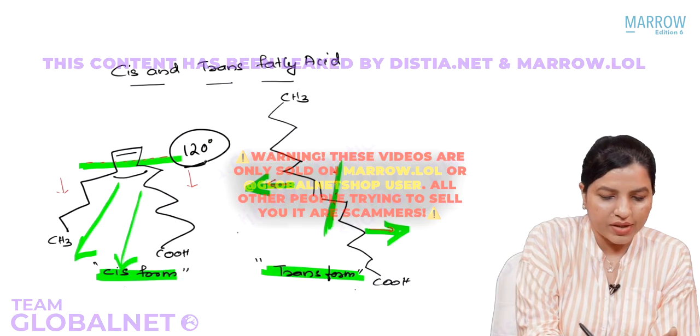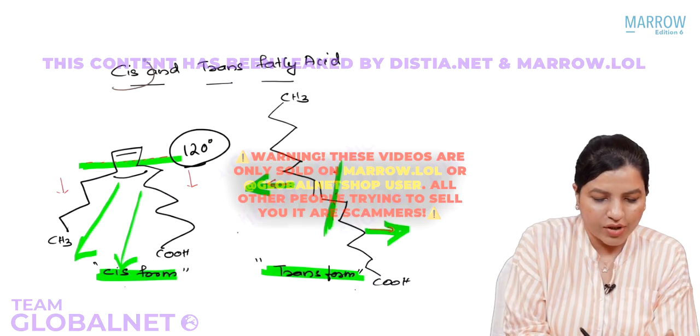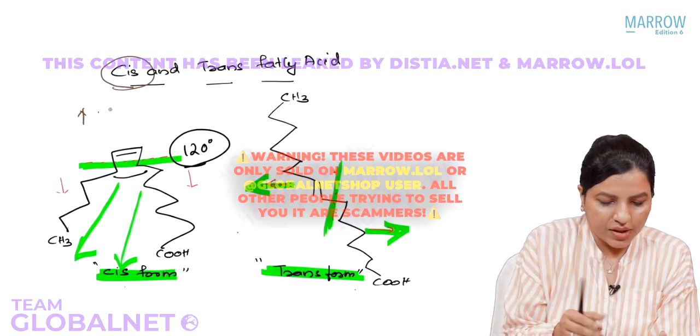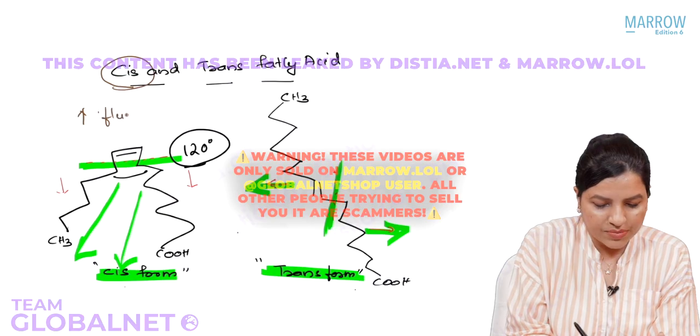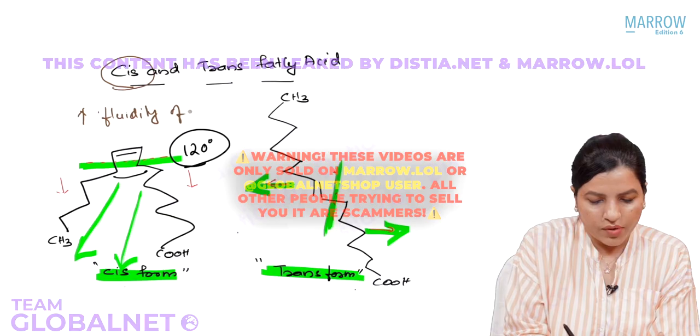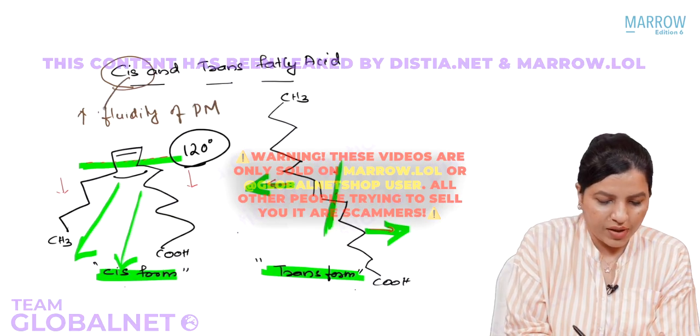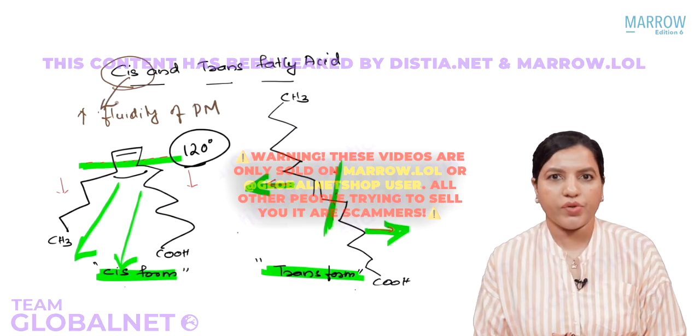Then what is the advantage of cis? Mostly in our body it is the cis form. It increases the fluidity of the plasma membrane. It's very, very important. It increases the fluidity.